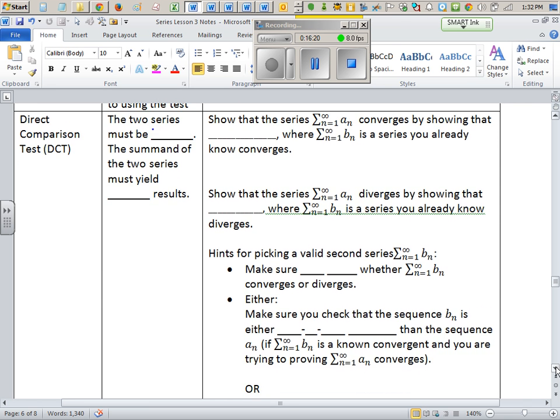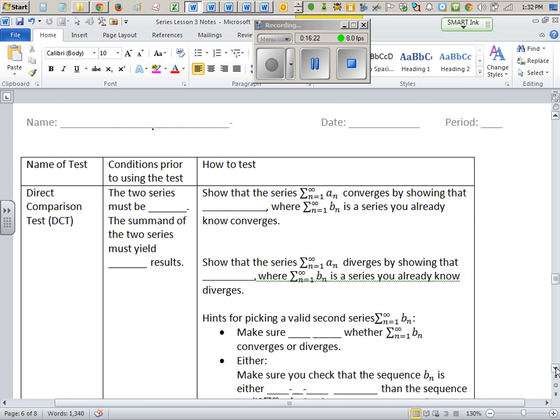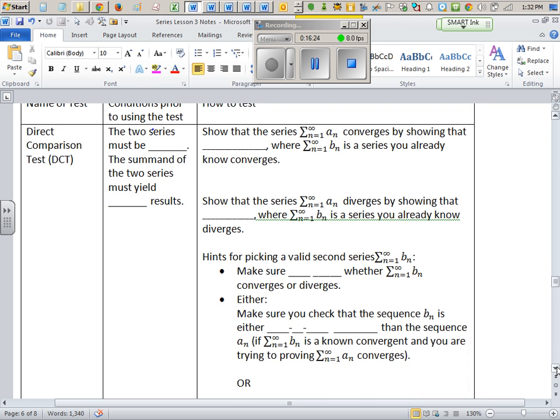Okay. Thanks for asking. Okay, so let's fill in the blanks on the right. You scroll down a little bit and zoom out a little bit. How to do the test. You're going to show that the series A converges by showing that A is less than or equal to Bn, where Bn is a series you already know converges. So try to show me that it's less than something convergent. We've done this before. It's with integrals anyway.